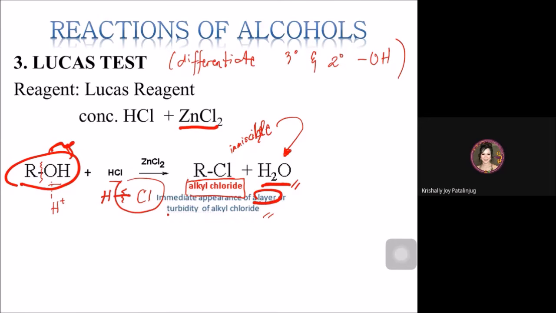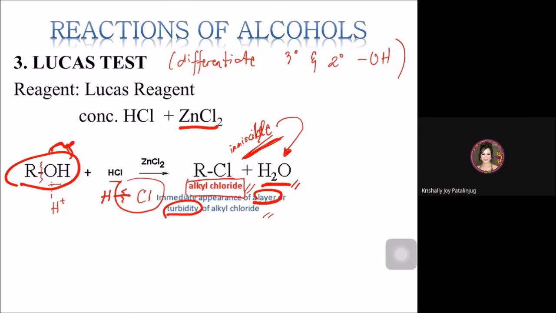Layer or turbidity nga mahitabo sa test tube. That is an indicator nga na-produce ang alkyl chloride. Kasi nga, alkyl chloride is immiscible in water. So, common sense, kung immiscible, dili gyud ma-mix. So, kung dili ma-mix, unsa may characteristic nga atong pagka-describe ana kung dili ma-mix? It forms layer, there is turbidity, diba? Dili gyud homogeneous ang product no sa test tube.